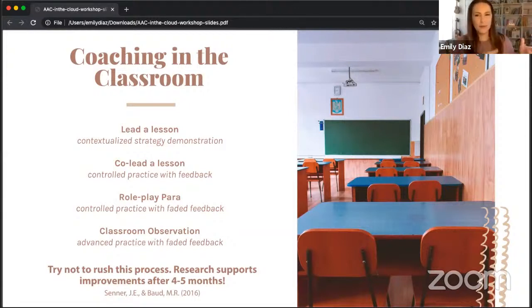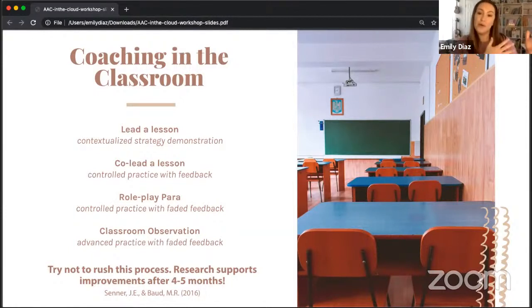When we talk about that preliminary training that happens when you gather all the teachers together for an hour before the beginning of the school year so that they can do AAC all year long, that's very decontextualized. It's very by the book, it's textbook. They may not be able to implement that.